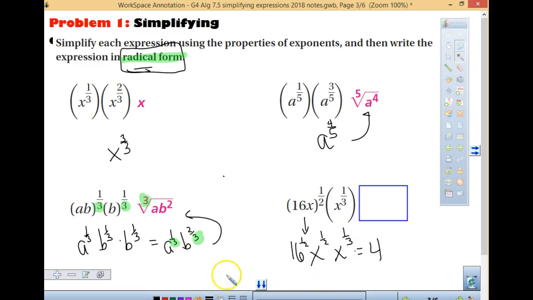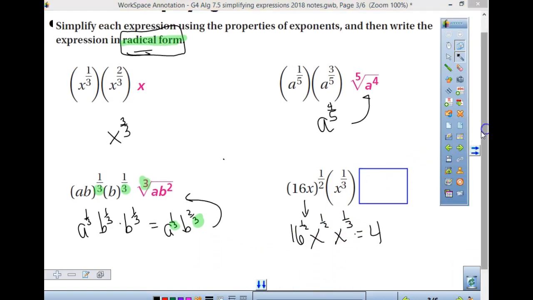I have to have a common denominator. It's going to be what? 6. So if I'm getting that common denominator of 6, this is going to be 3/6. This is going to be 2/6. Which means when I add that, I'm going to have x to the 5/6. This is an exponential form.